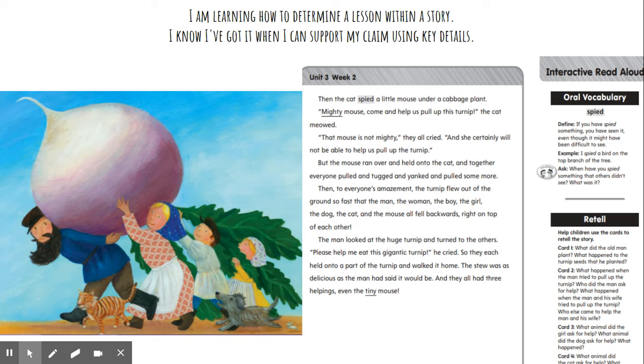Oh my gosh, that was so mean. That was even worse. Do you think they're being fair to that mouse? Why do you think they said the mouse is not mighty?